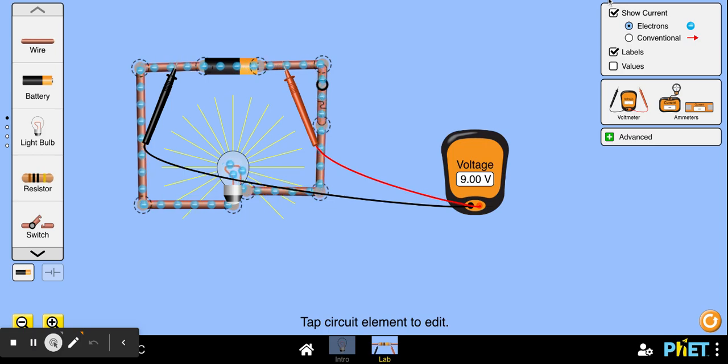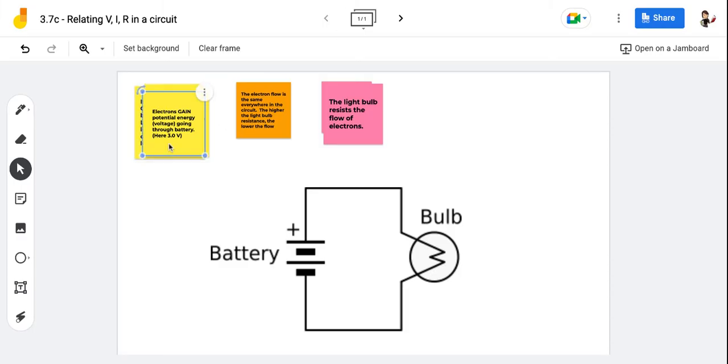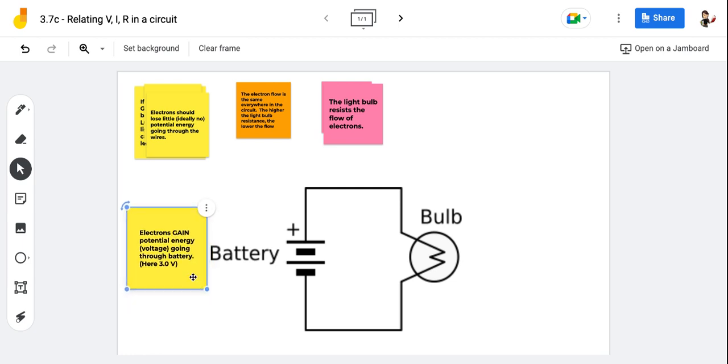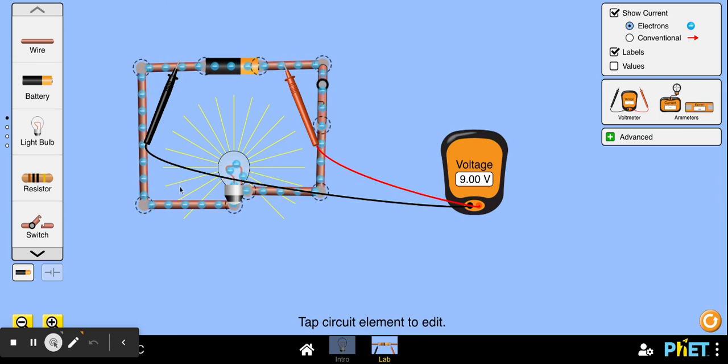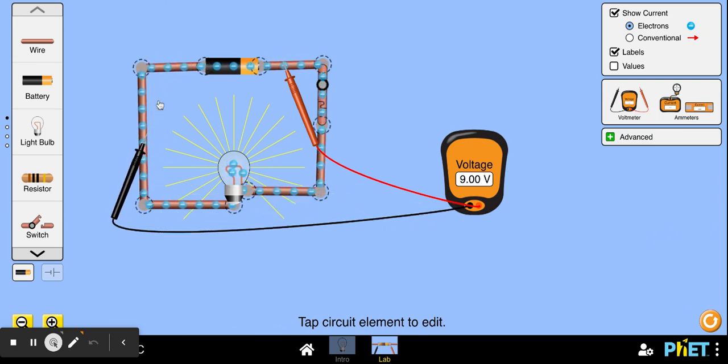I'm going to just switch over to a Jamboard to show this summary. So as the electrons go through the battery, they're gaining voltage. In my simulation, I had 9. Here I have 3 volts because each of these is 1.5. But in my simulation, I have 9 volts. Then what happens is they go around the circuit through the wires. And ideally, as they go through the wires, I shouldn't see them gaining or losing energy. So in an ideal world, my wires wouldn't lose energy. In real life, they will lose a little bit, but we'll assume it's almost zero.